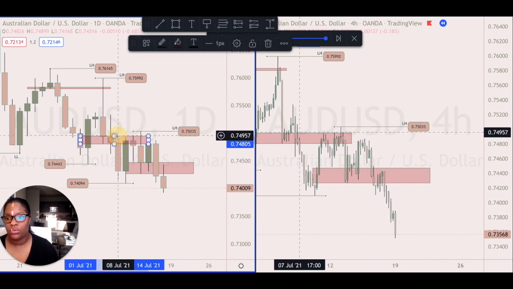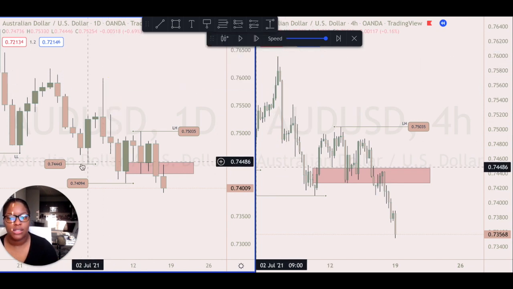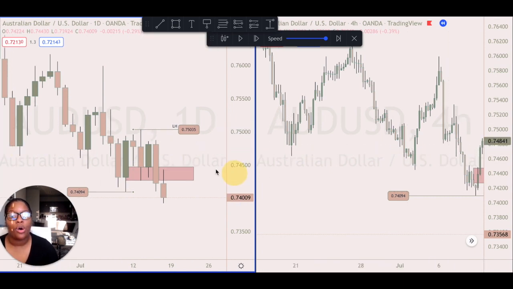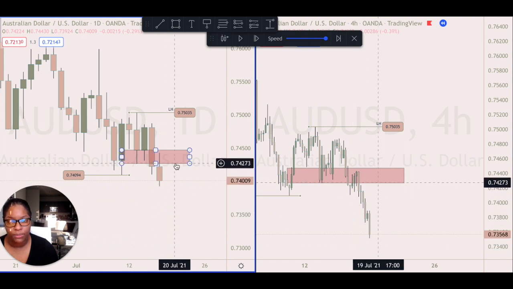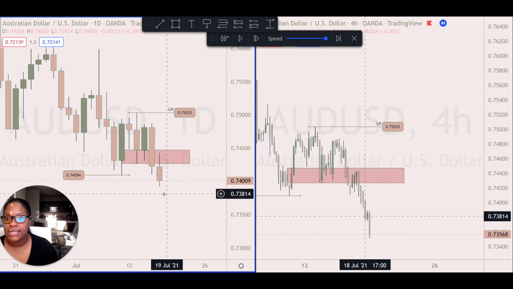Now, I'm going to say this now. This zone no longer matters. This lower high doesn't matter. This lower low doesn't matter. The only three things that matter are this new lower low, because we're now expecting a pullback, this lower high, and this zone. That is it.